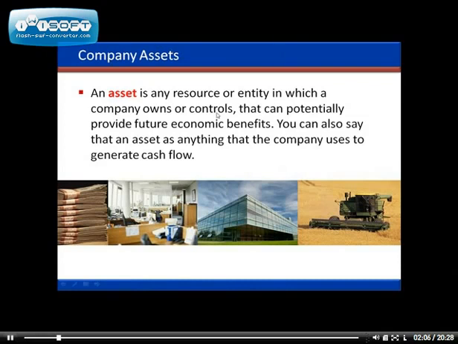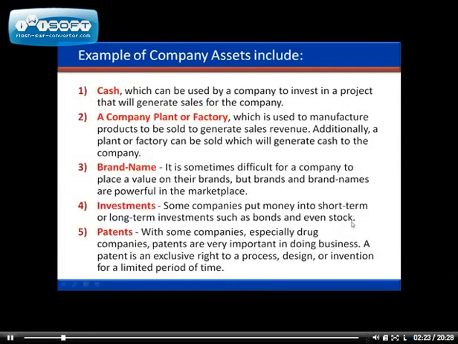The company assets. Assets is any resource or entity which a company owns or controls that can potentially provide future economic benefits. You can also say that an asset is anything that a company can use to generate cash flow. And a couple of examples of company assets would be cash. It can be a plant or a factory, brand name, investments, patents.